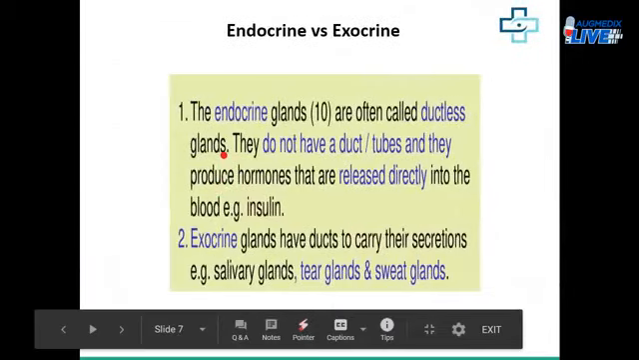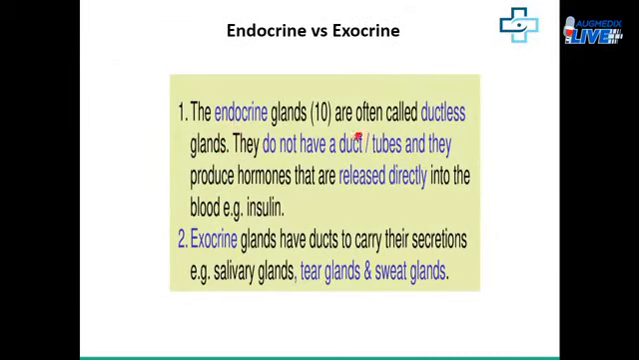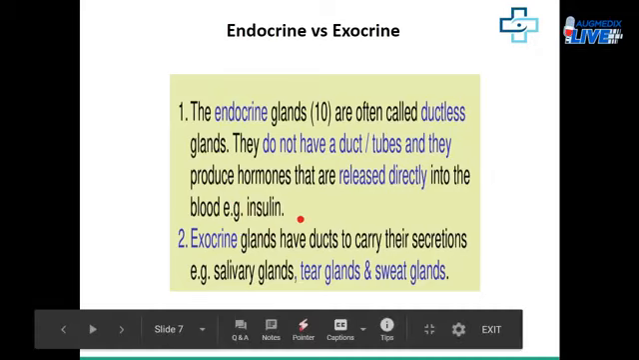Now let's have a look at these definitions. The endocrine glands are often ductless glands. They do not have a duct, and they produce hormones that are released directly into the blood. One of the important examples is insulin. The second one is the exocrine gland, which has ducts and carries its secretions outside with the help of a duct. Examples are salivary gland, tear gland, and sweat glands.